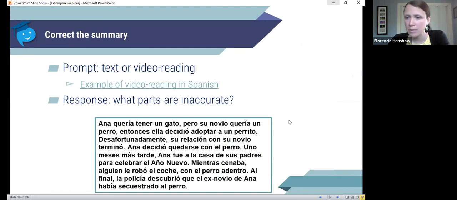Another example, similar, but a little bit more elaborate, if you will, would be correct the summary. So the prompt can be text or a video reading, which would also involve text. And then the response would be what parts are inaccurate. So this is a summary of a short film that the students had watched. So I'm asking about their comprehension of the short film, but also whether they're understanding this language.